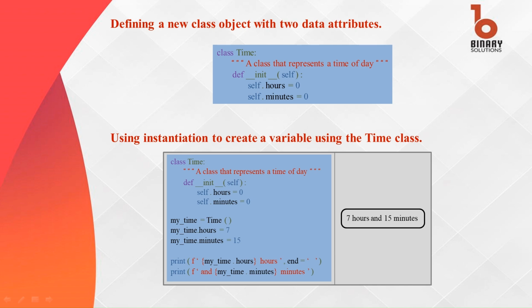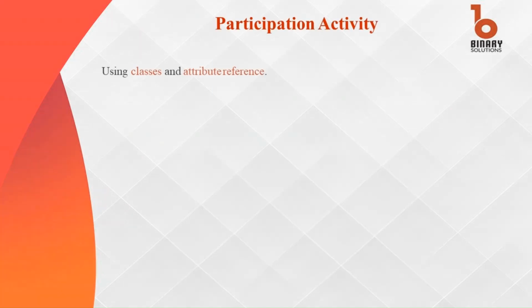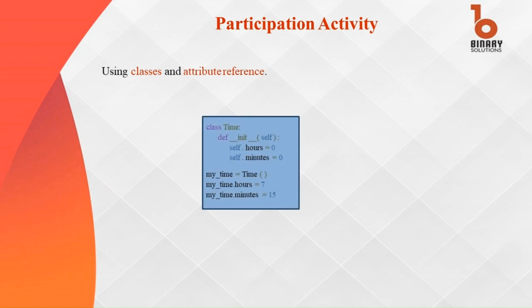In Python, attribute reference allows us to access and modify the attributes of an object using the dot notation. In this example, the time class is defined with an init method that initializes two attributes, hours and minutes, both set to 0 by default. When the statement myTime equals time is executed, it calls the init method, creating an instance of the time class named myTime with its attributes myTime.hours and myTime.minutes initialized to 0.